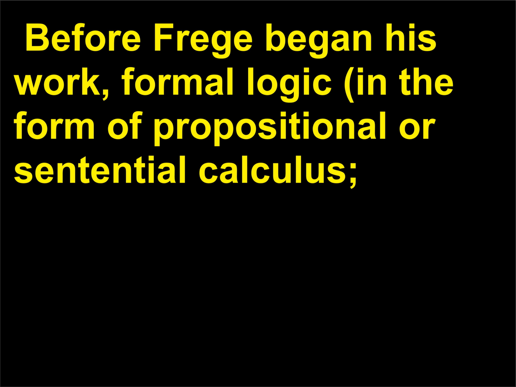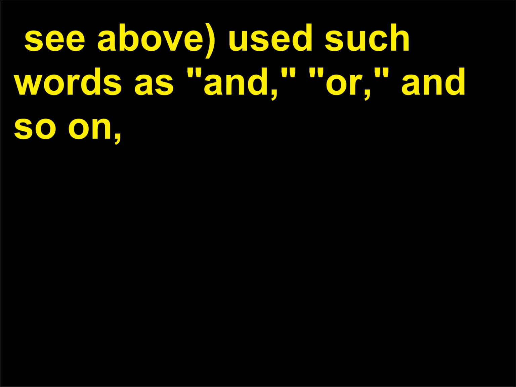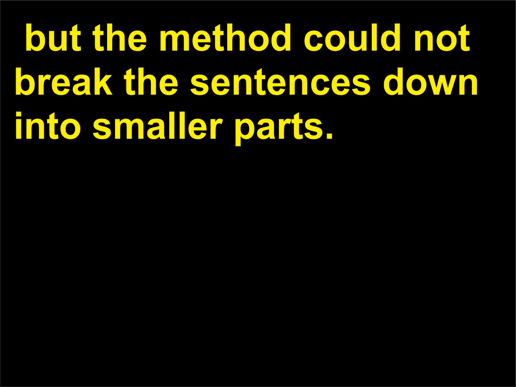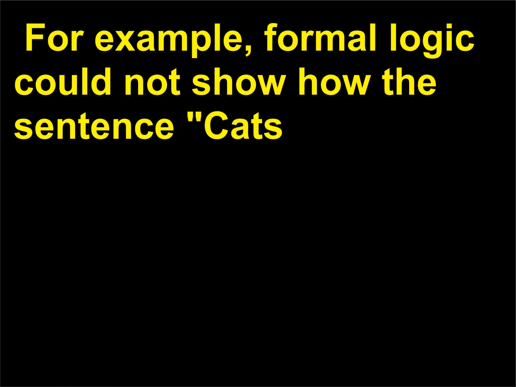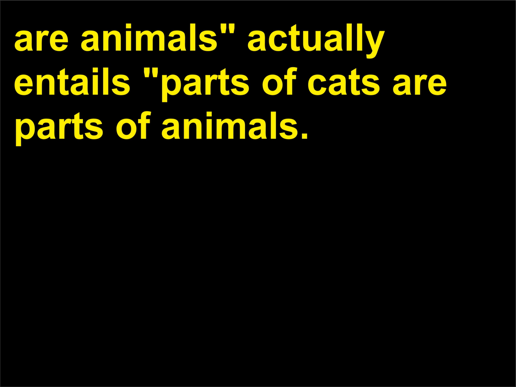Before Frege began his work, formal logic, in the form of propositional or sentential calculus, used such words as and, or, and so on. But the method could not break the sentences down into smaller parts. For example, formal logic could not show how the sentence cats are animals actually entails parts of cats are parts of animals.